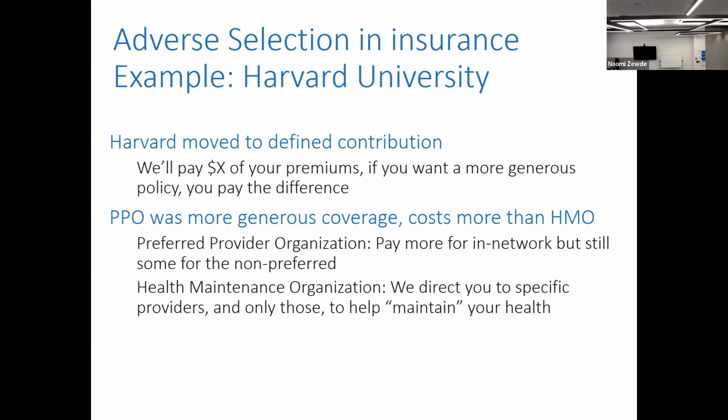Okay, so what happened in this example is that at Harvard, as an employer, they decided to move to a system of a defined contribution. Basically, they were like, we'll give you X amount of money. You can either get the cheaper policy, we'll pay for the whole thing, or you can get the more expensive policy, but you have to pay the difference. And so the PPO, Preferred Provider Organization, had the more generous coverage, the HMO, the Health Maintenance Organization, a much more restricted network.